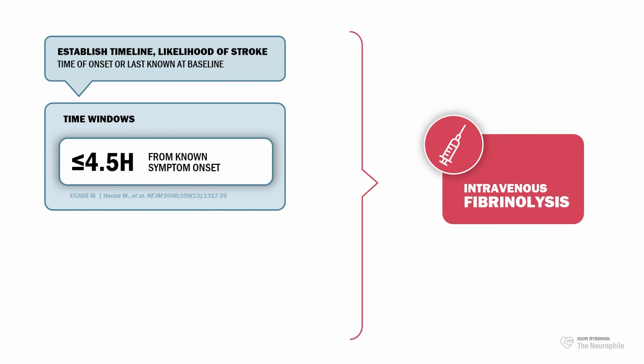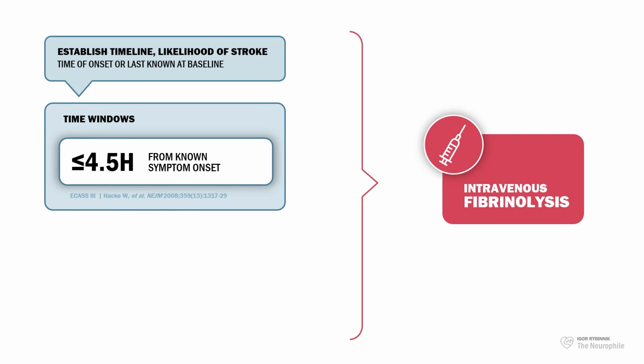And finally, why do we note the time of deficit onset or the time last known at baseline? Oh, right, time is a surrogate marker for brain tissue viability. The standard window for intravenous fibrinolysis is 4.5 hours from known stroke onset. We have known for decades that at that 4.5 hour mark, the risk of bleeding begins to outweigh the benefit of salvaging brain. But how do we deal with cases where symptom onset is unknown?